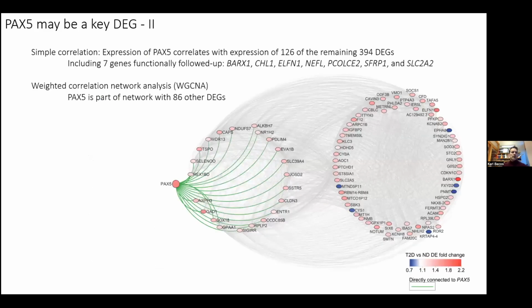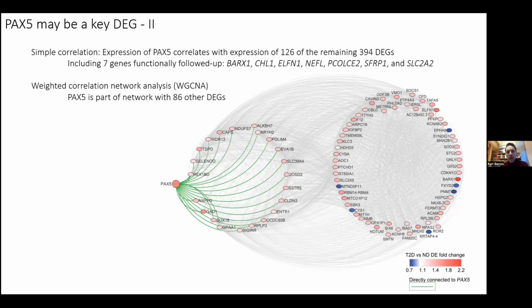We also did simple correlation between PAX5 and the other DEGs, and found that PAX5 correlates with expression of 126 of the other differentially expressed genes. And this includes 7 genes that we follow up functionally, again including SLC2A2. And finally, we also did weighted correlation network analysis, which allows you to identify expression networks. And this found that PAX5 is part of a network with 86 other genes.